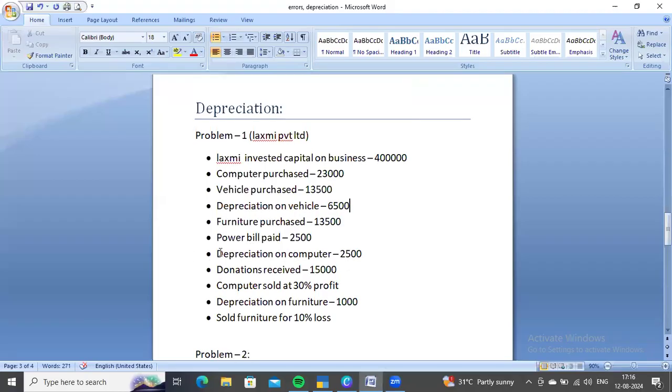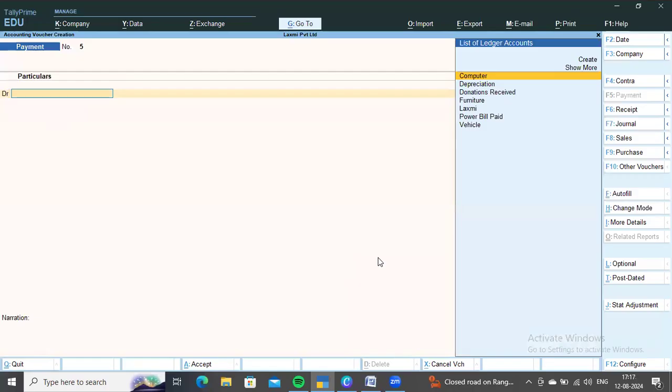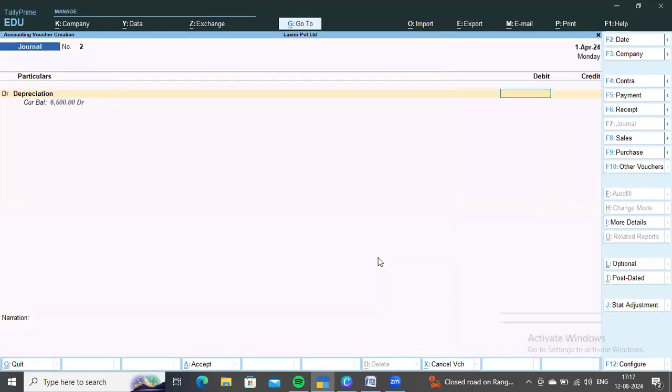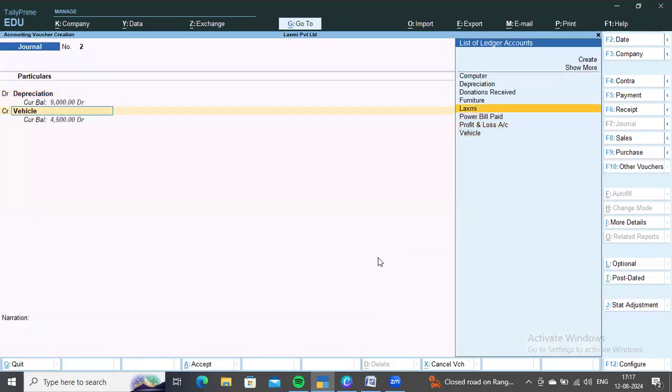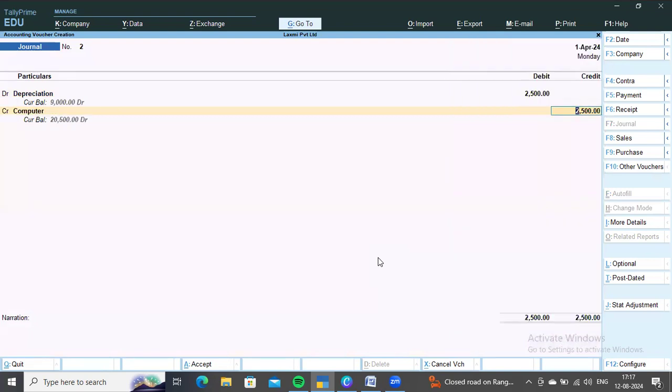Next, depreciation on computer. Here also we are providing the depreciation on the computer which we purchased earlier. One more thing: depreciation is calculated at the end of every month. We need to provide depreciation on fixed assets which we purchased at the end of the month. Depreciation on computer also comes under journal voucher. Depreciation account debit 2,500 and credit computer account, as you are providing depreciation on computer.